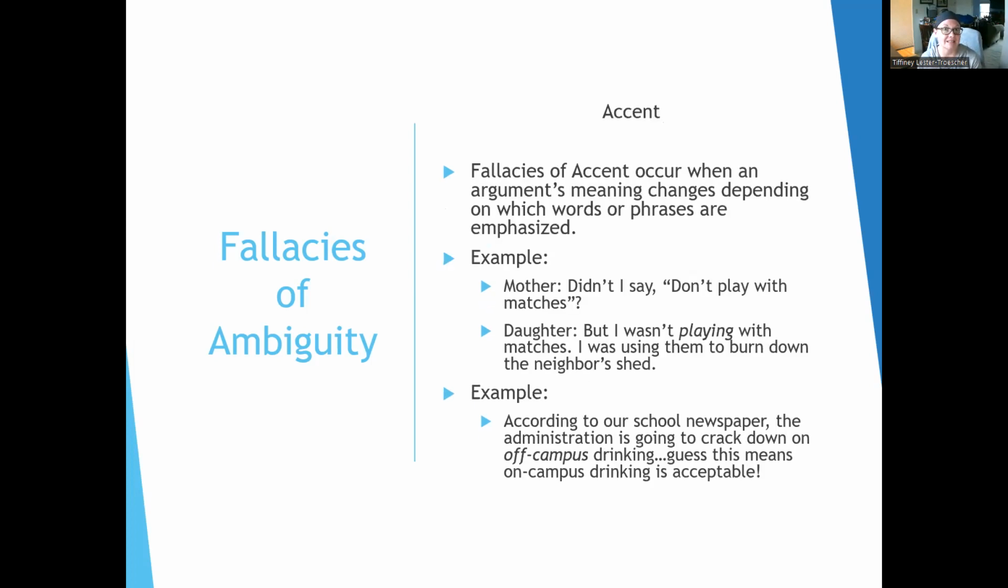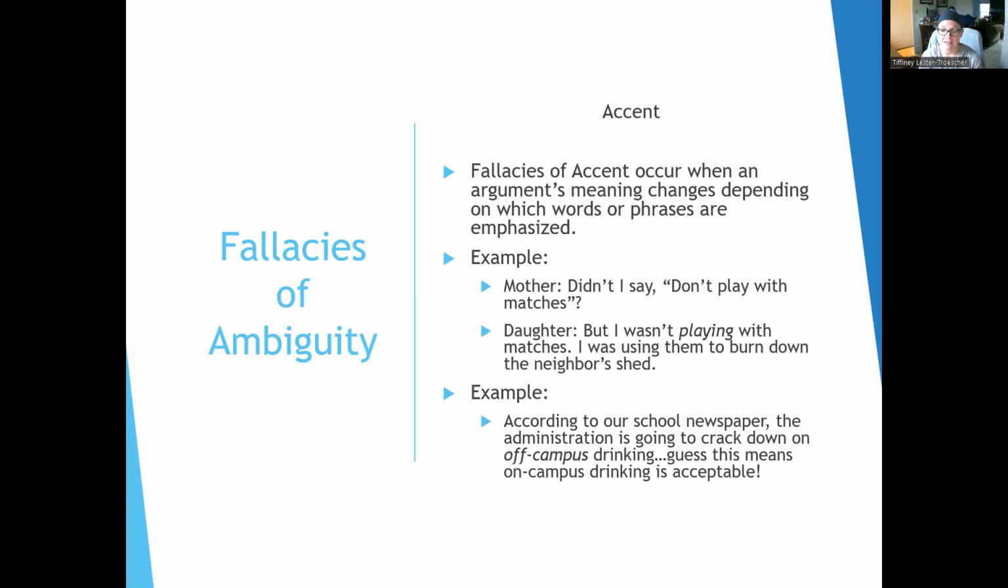Then we have fallacies of accent. This is when an argument's meaning changes depending on which words or phrases are emphasized. So we have here an example. Mom says, "Didn't I say don't play with matches?" And the daughter says, "But I wasn't playing with matches. I was using them to burn the neighbor's shed." Right? So Mom was emphasizing matches. Don't play with matches. The daughter was emphasizing the word play. It wasn't playing. Or according to our school newspaper, the administration is going to crack down on off-campus drinking.